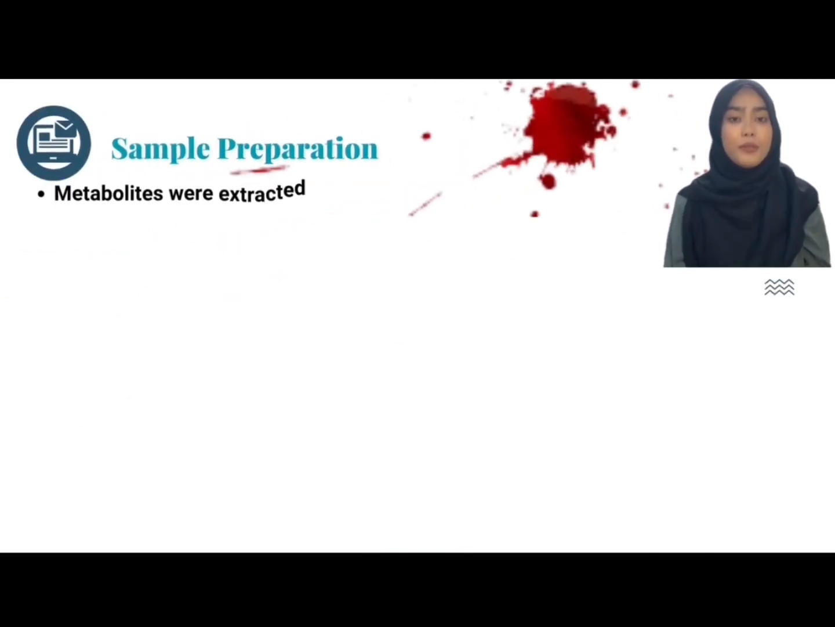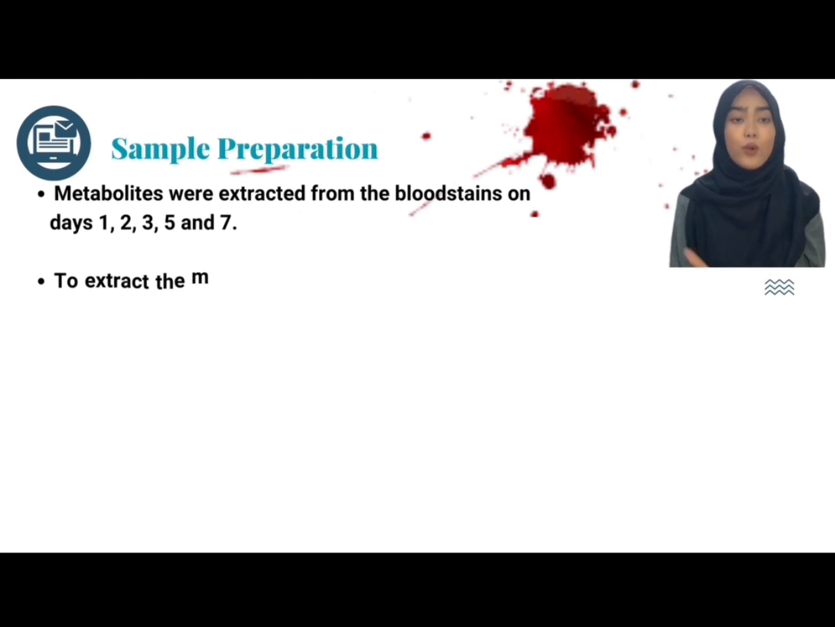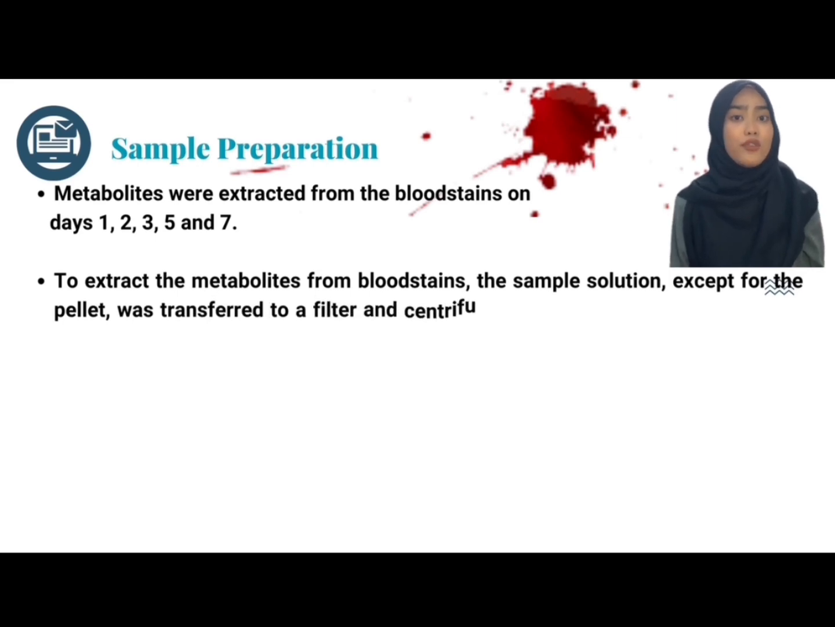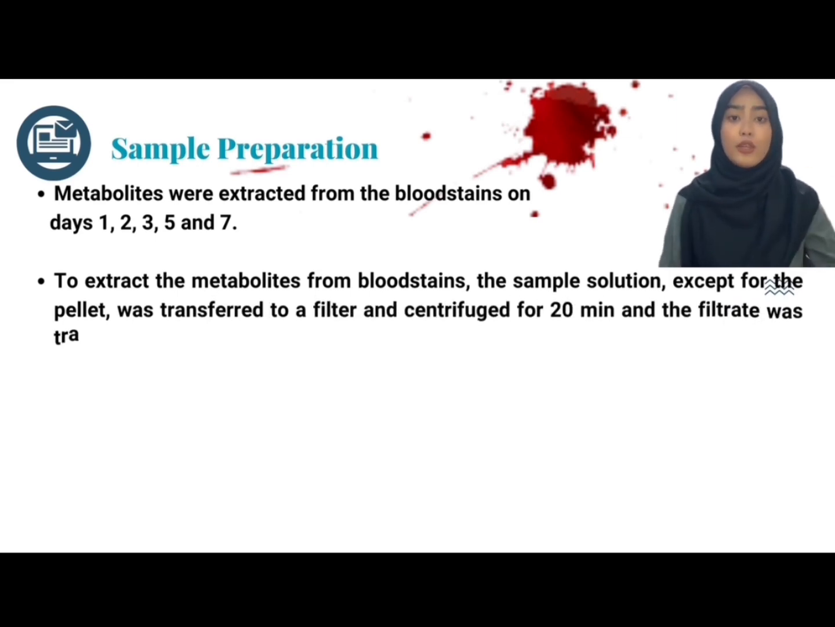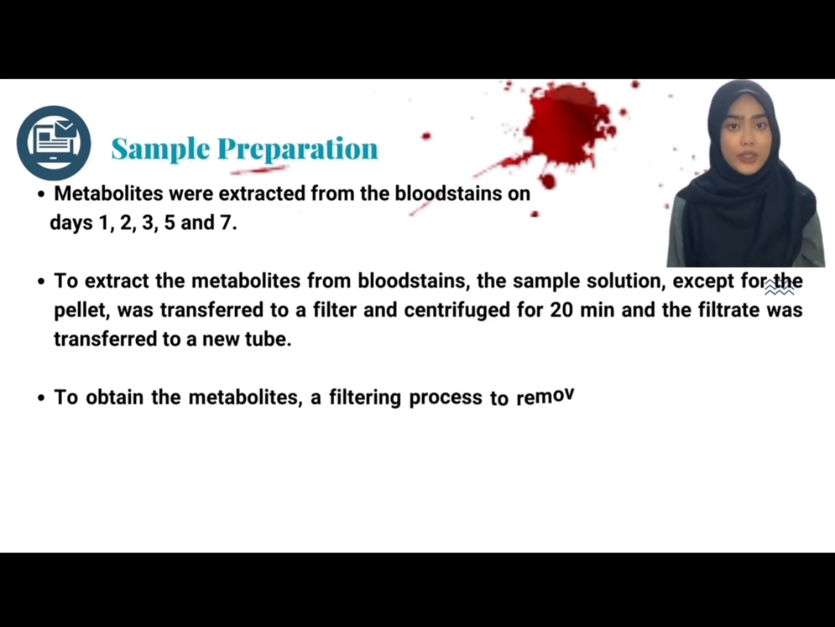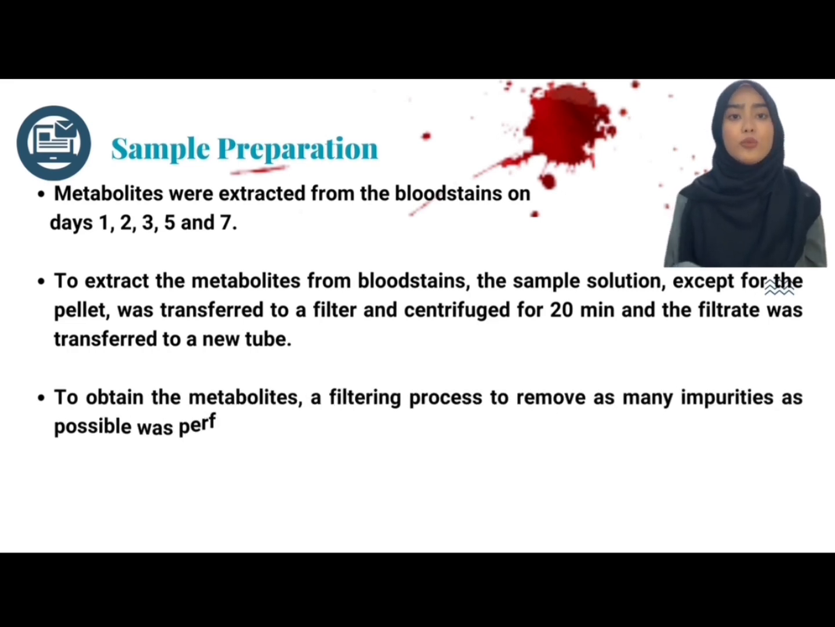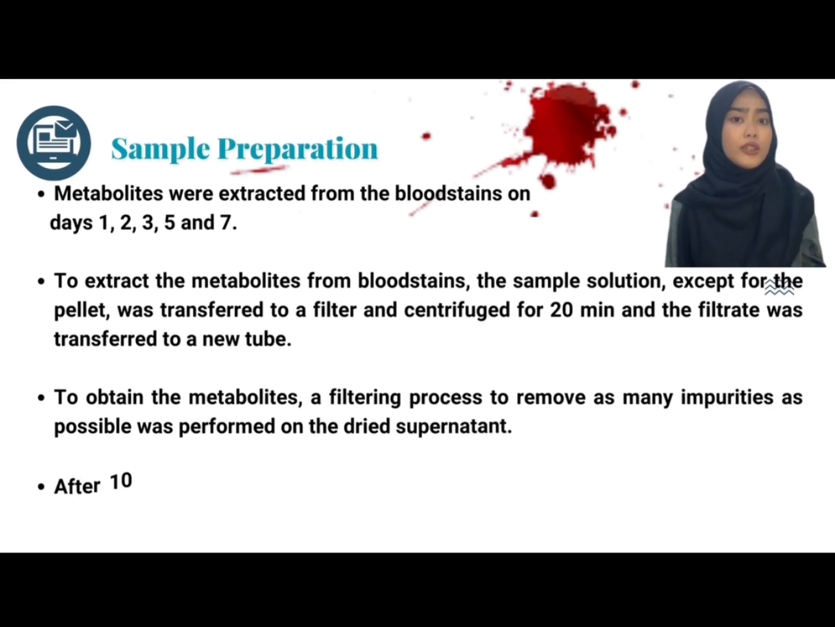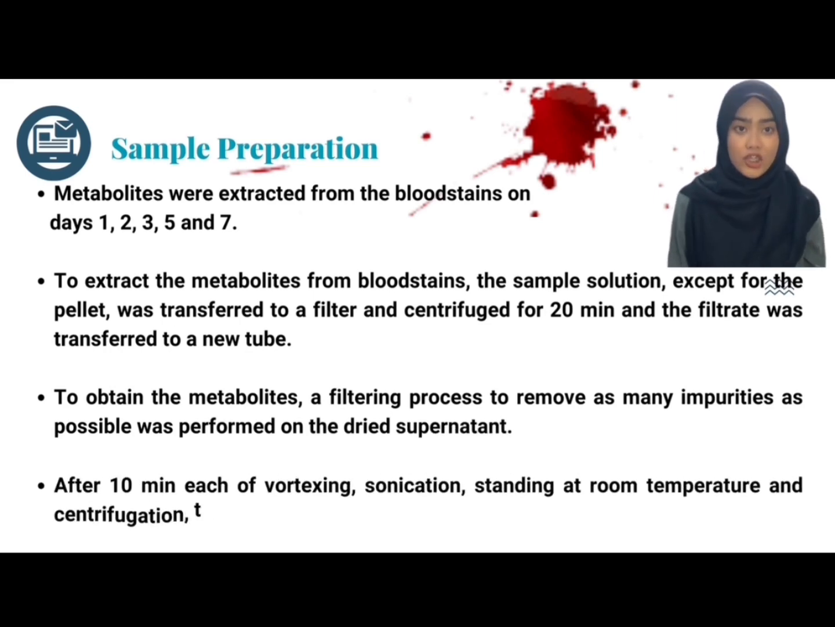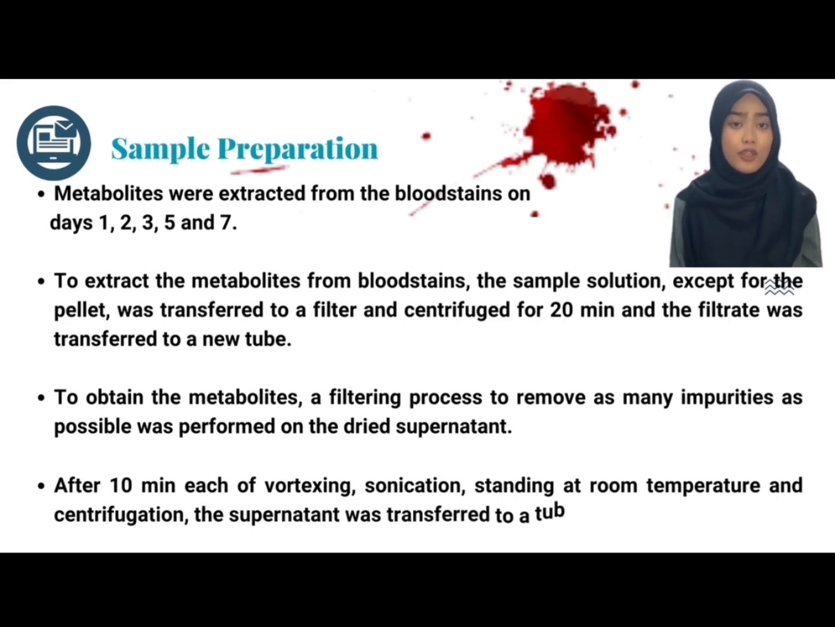Next was sample preparation. Metabolites were extracted from the bloodstain on day 1, 2, 3, 5, and 7. The sample solution minus the pellet was filtered and centrifuged for 20 minutes to extract metabolites from the bloodstain. The dry supernatant was filtered to eliminate contaminants and extract the metabolites. The supernatant was transferred to a tube for long-term storage after 10 minutes each of vortexing, sonication, standing at room temperature, and centrifugation.